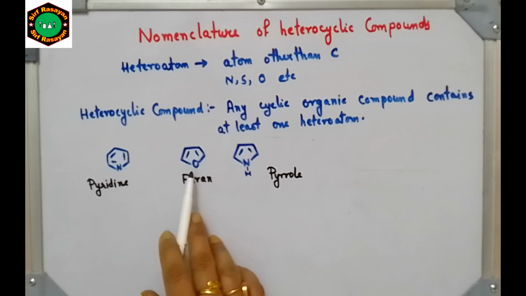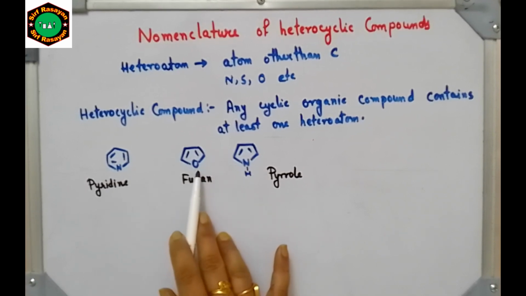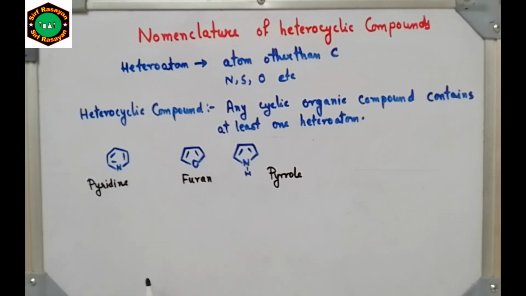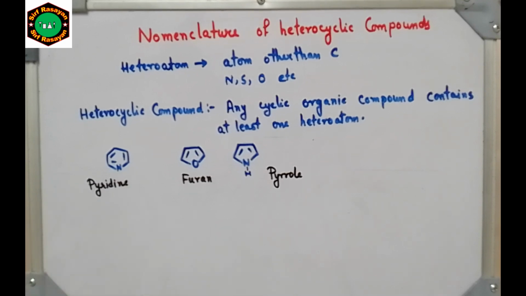Here you see a 5-membered ring having 2 double bonds and carbon is substituted by oxygen. Here carbon is substituted by nitrogen. In benzene, here carbon is substituted by nitrogen. All those are examples of heterocyclic compounds.